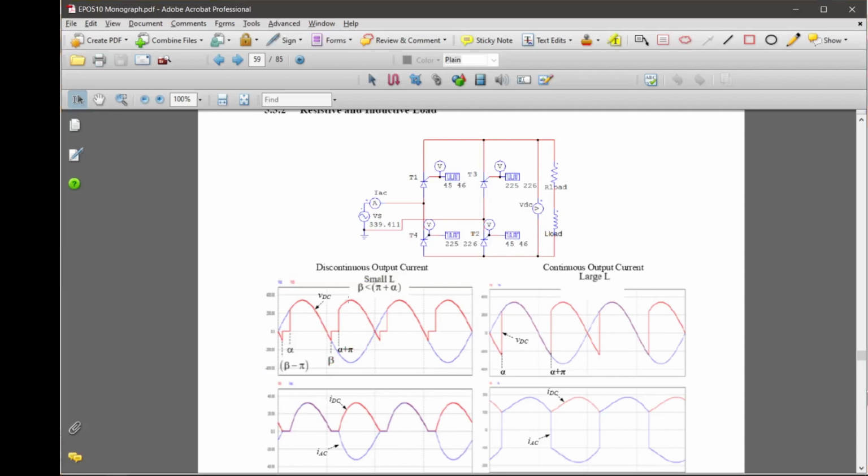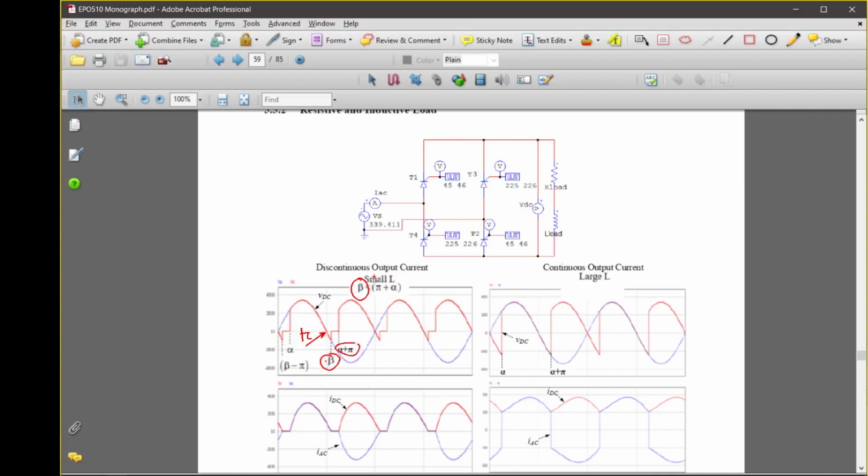So this is the case of discontinuous output current, and that can be determined. You can determine whether it's discontinuous or continuous output current by finding the value of beta, and then beta must be less than pi plus alpha. Look at that. This is your beta, this is pi, and this is your alpha plus pi.